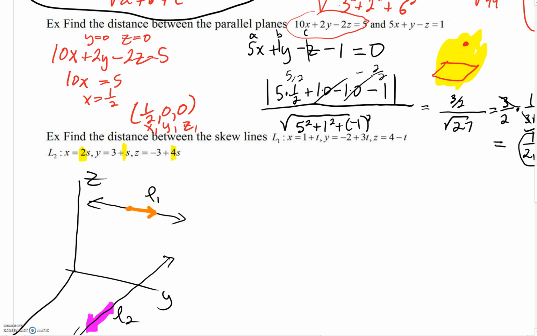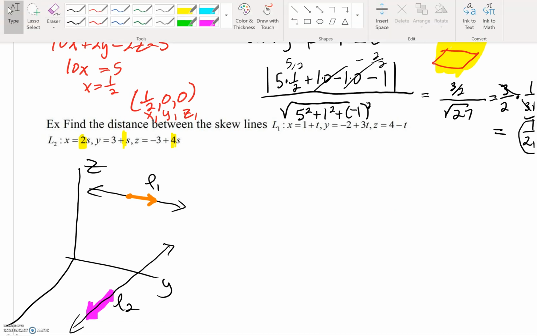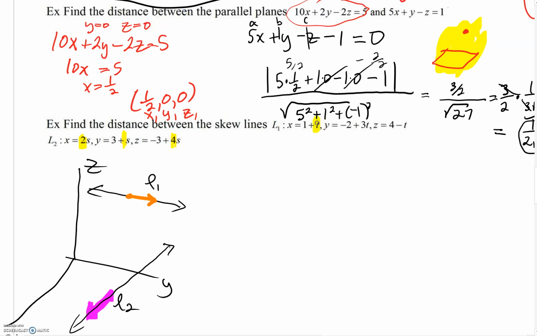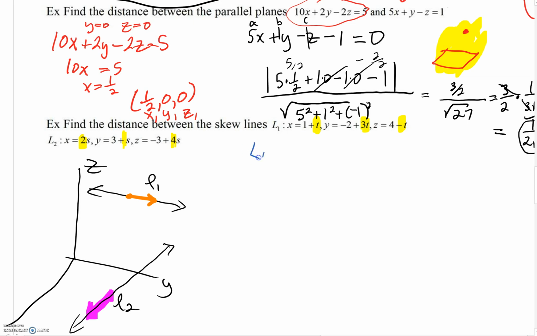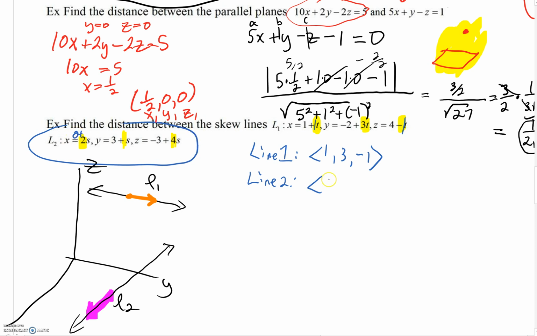So notice these are parametric equations for line 1 and for line 2. And I really just want to show that there are two different direction vectors. For line 1, our direction vector would be a 1, a 3, and a -1. For line 2, as we're looking right here, this is like 0 plus 2s. Our direction vector would be a 2, a 1, and then a 4.